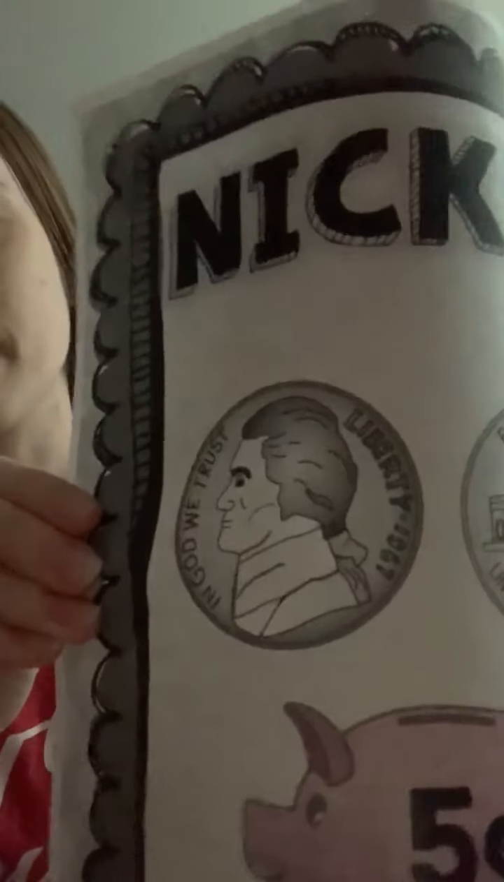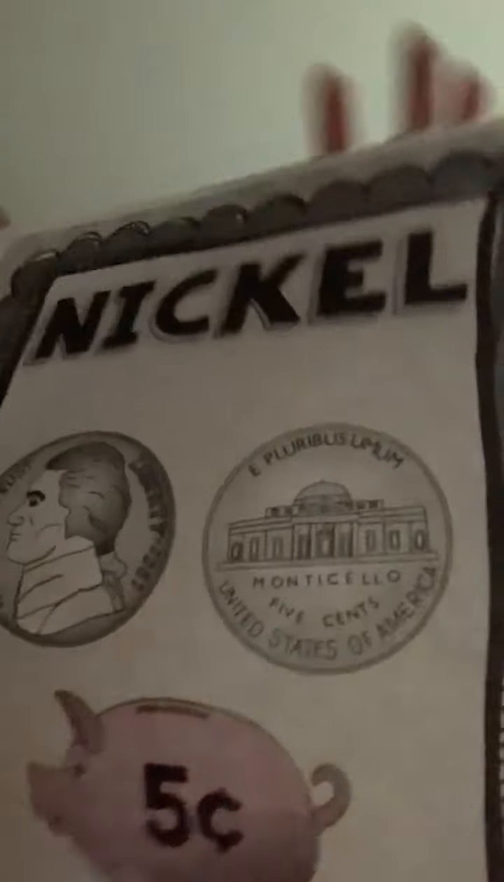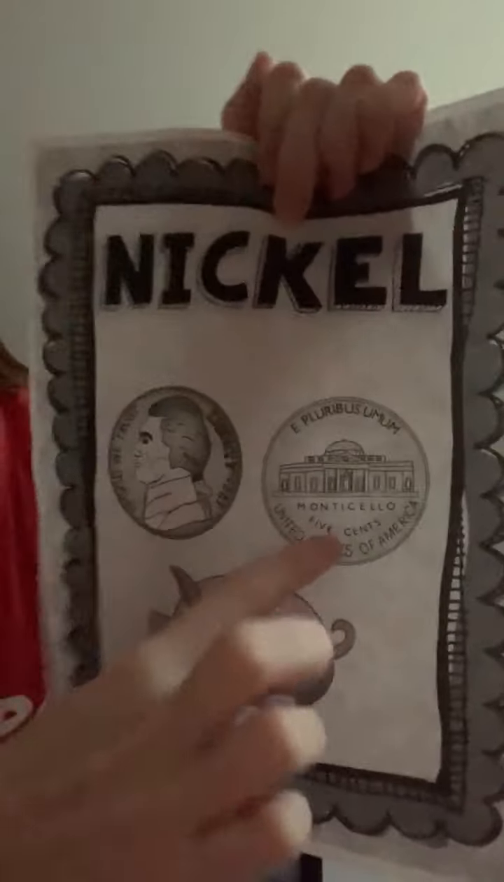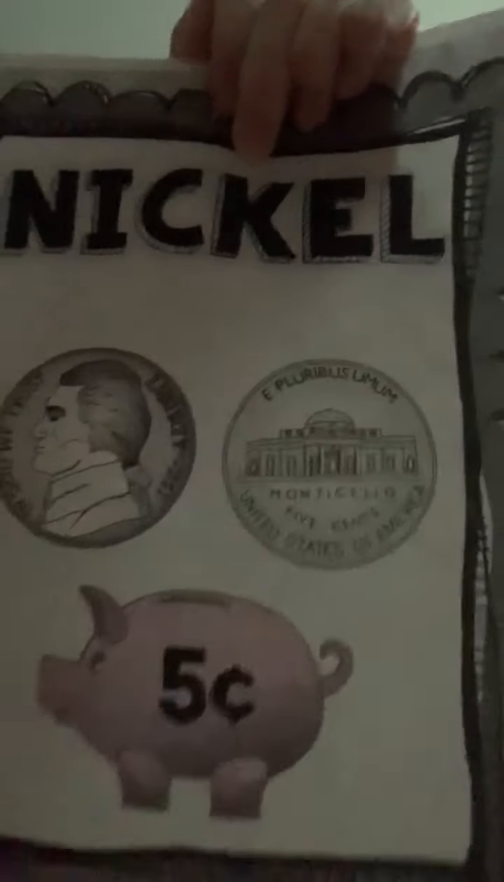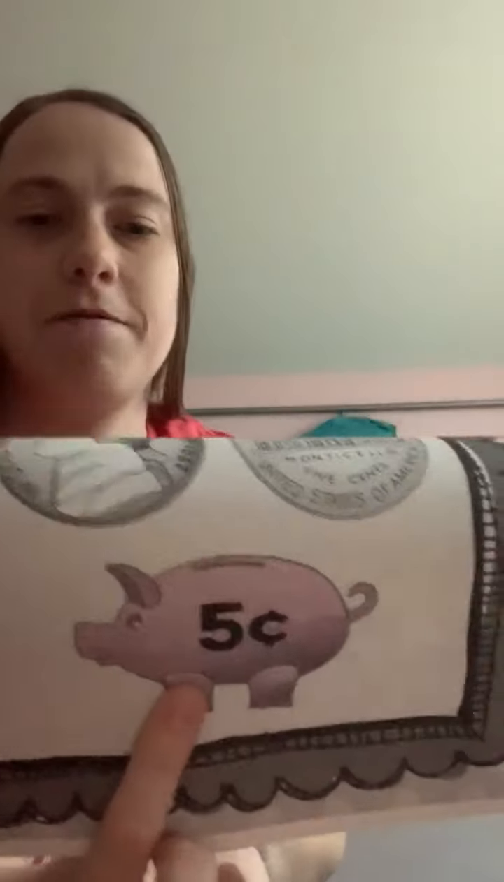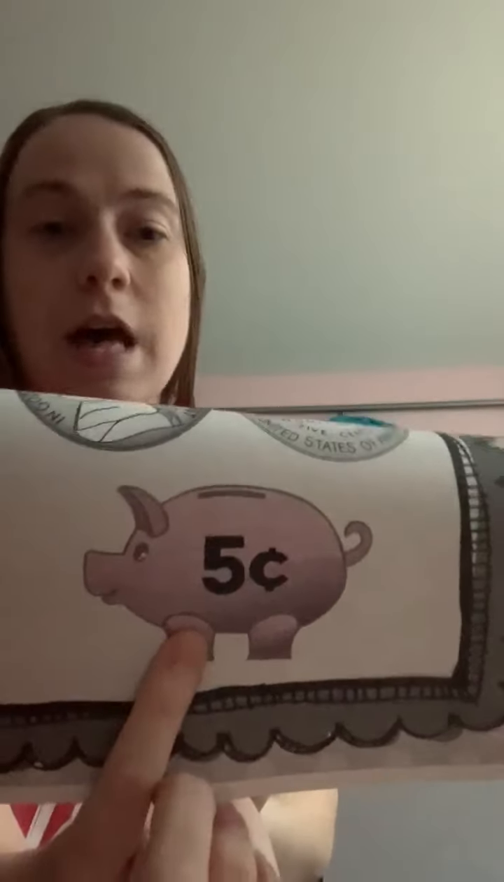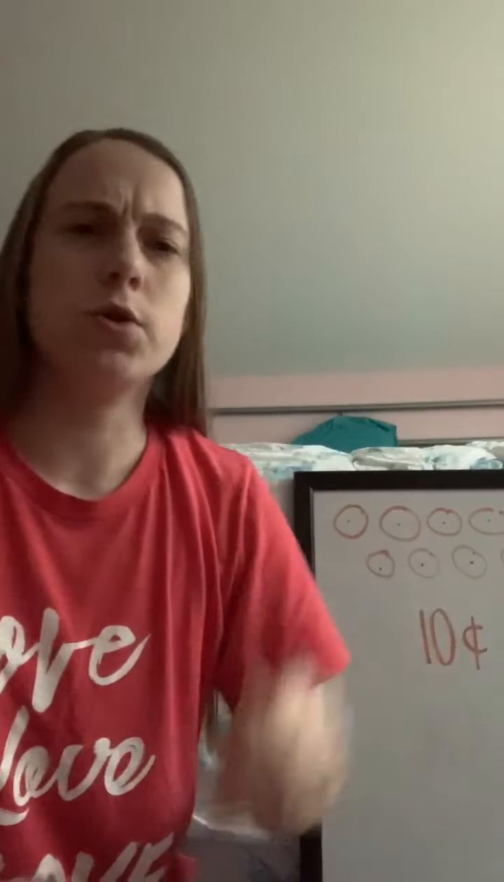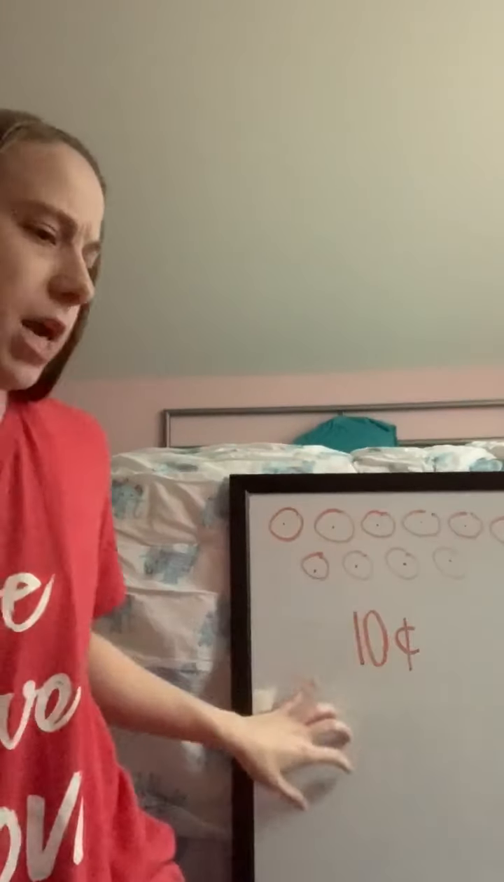So there's Thomas Jefferson on the front. And there's the Monticello where he lives. And if you look right here, it says 5 cents. That's how much a nickel is worth. Then on my piggy bank, I have 5 cents. That's how much a nickel is. 5 cents. We're not going to worry about counting nickels right now. We're just going to focus on counting the pennies.